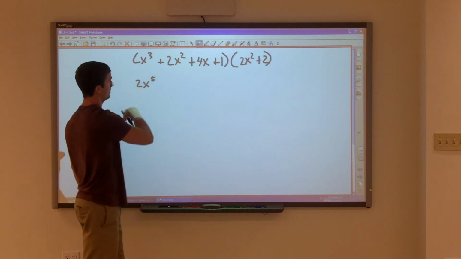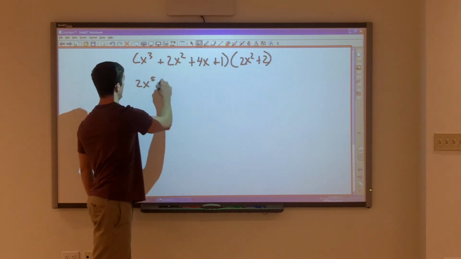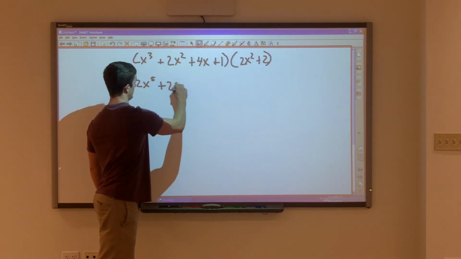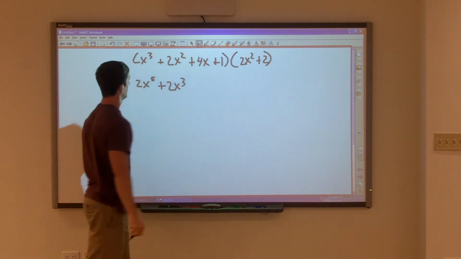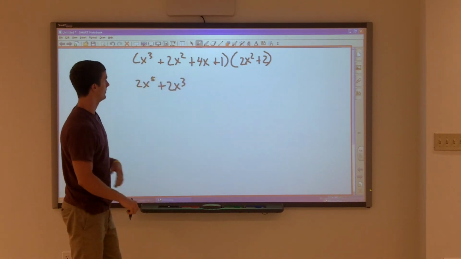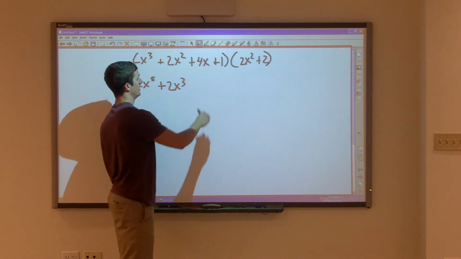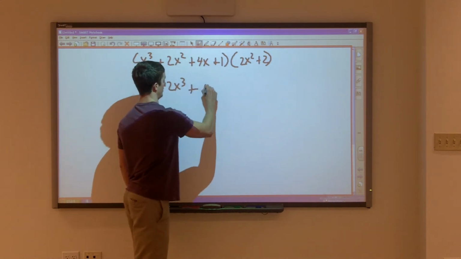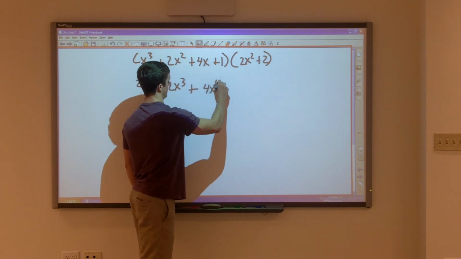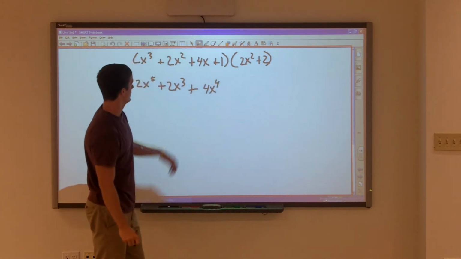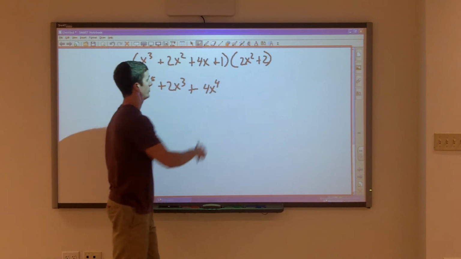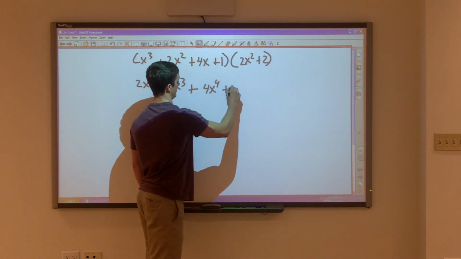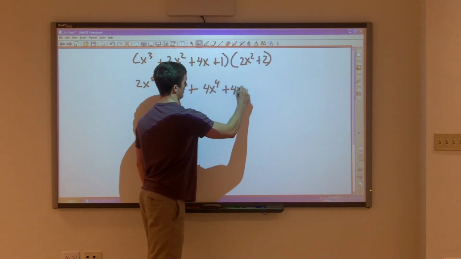Then we have our x cubed again. We're going to multiply it by 2 this time. So we'll have 2x cubed. And then we move on to our second term. We have 2x squared times 2x squared, 4x to the 4th. And then we have 2x squared multiplied by 2 again. It's going to be 4x squared.